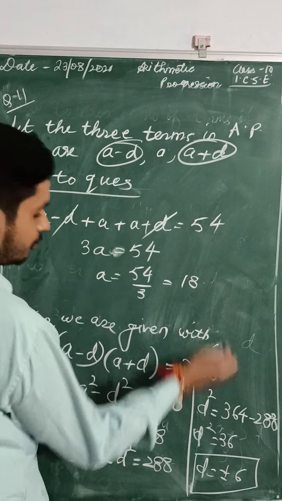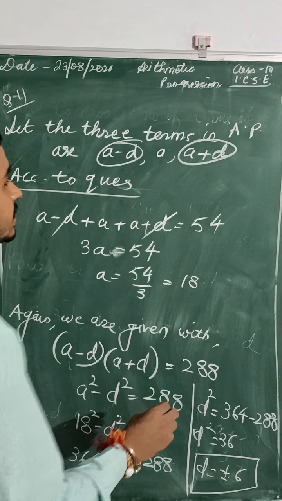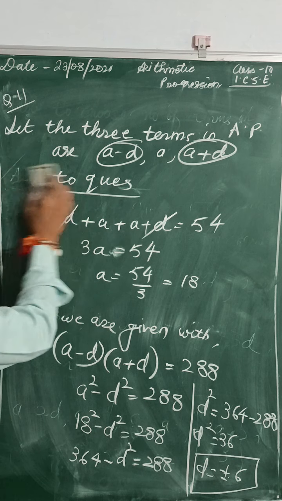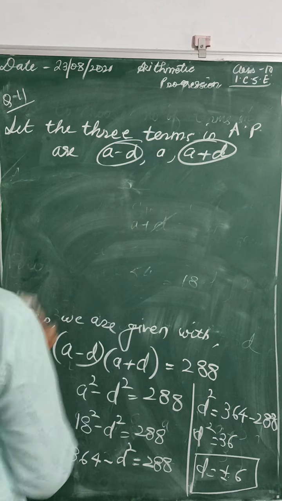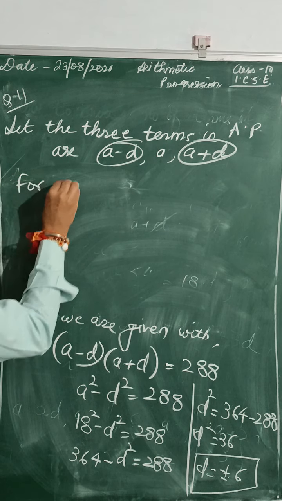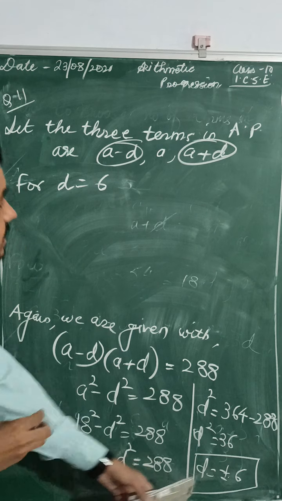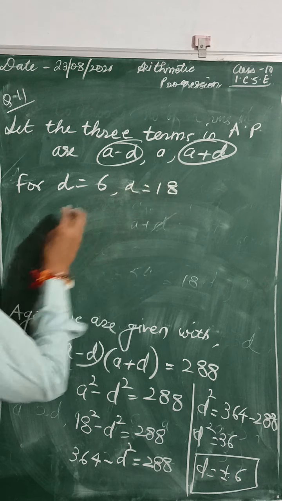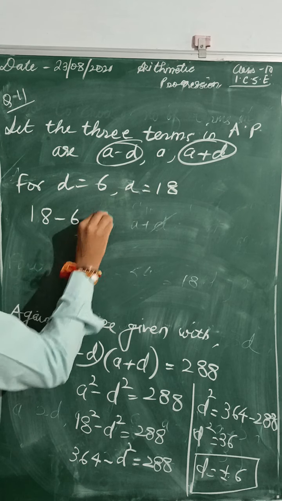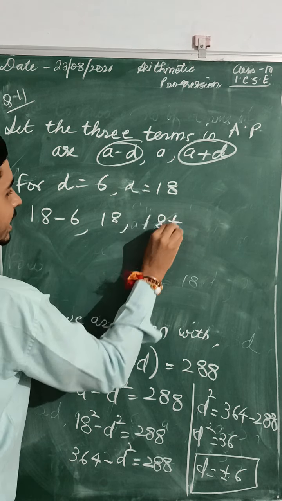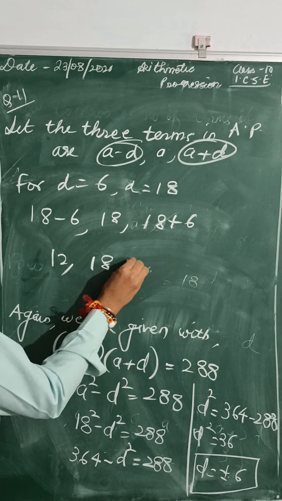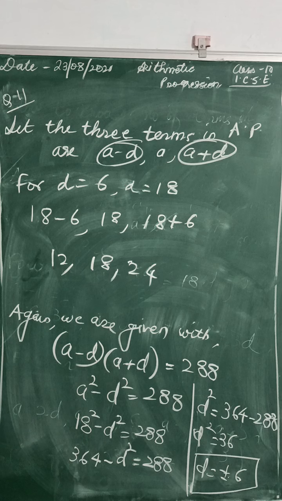So for positive 6, you have to take 2 conditions. For positive 6, you have to find the numbers, and for the negative 6 also. Okay, so for d is equal to 6, and a is equal to 18: 18 minus 6, 18, 18 plus 6. 18 minus 6 you will get 12, 18, and here you will get 24.